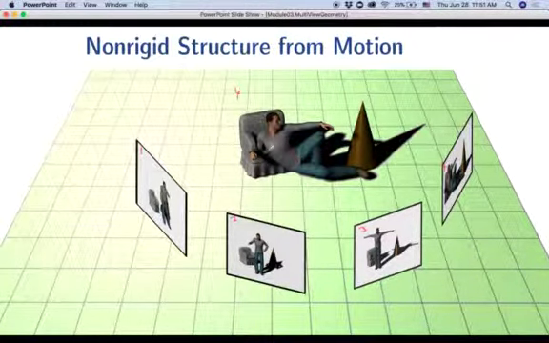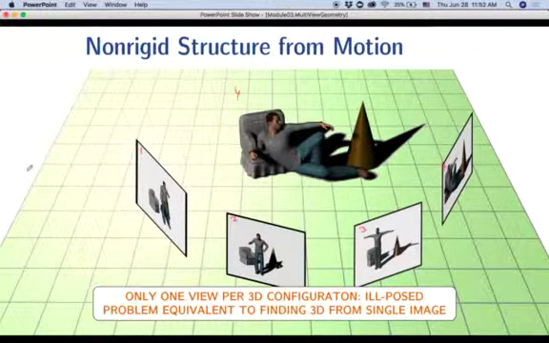It's a human, so the human will move smoothly. They will not deform randomly, and I can exploit that to have some more constraints in the problem to try to constrain a solution. So I'm just giving you an idea of this. I won't discuss the solution, but there is only one view per 3D configuration. That's why it's an ill-posed problem, equivalent to finding 3D structure from a single image.